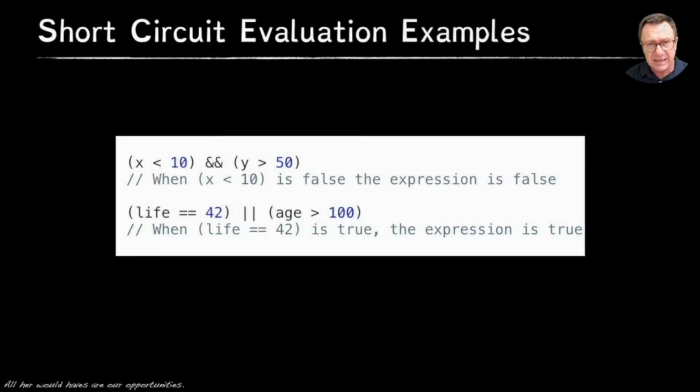So here's an example of something. X less than 10 and Y greater than 50. Okay, so when X less than 10 is false, we say the entire expression is false. If life equals 42, if that's true, or age is greater than 100, then the whole thing is true. The beauty of short circuit evaluation.